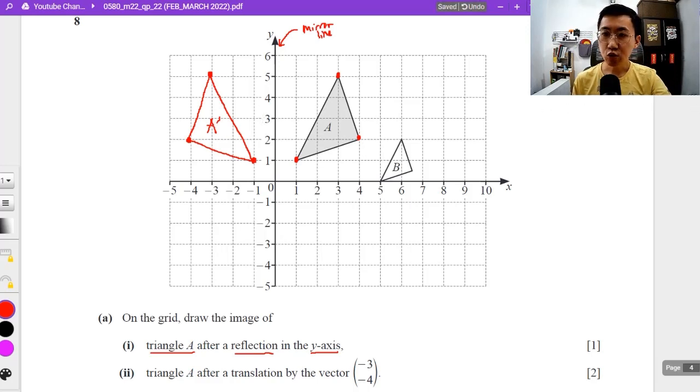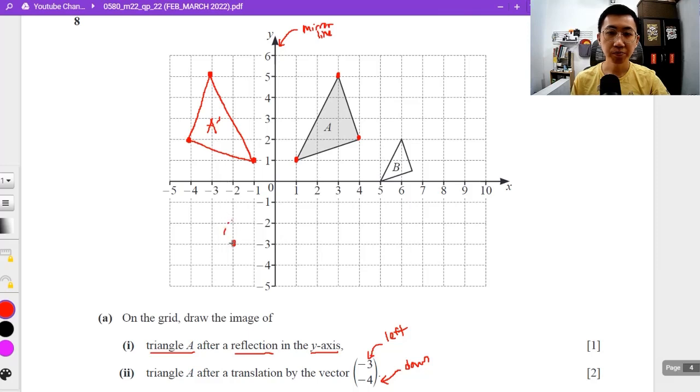Let's do part 2. Triangle A after translation by the vector -3, -4. Okay, so the top part is your x-axis movement. So this is left, 3 boxes. This one is actually your y-axis movement, so it's 4 boxes down. This is actually telling you 4 boxes down. Okay, let's start. Let's do this vertex first. Okay, so 3 boxes left, 1, 2, 3, 4 boxes down, 1, 2, 3, 4.